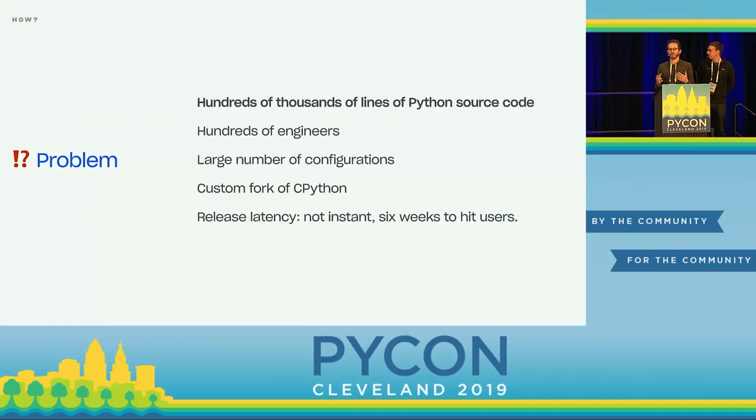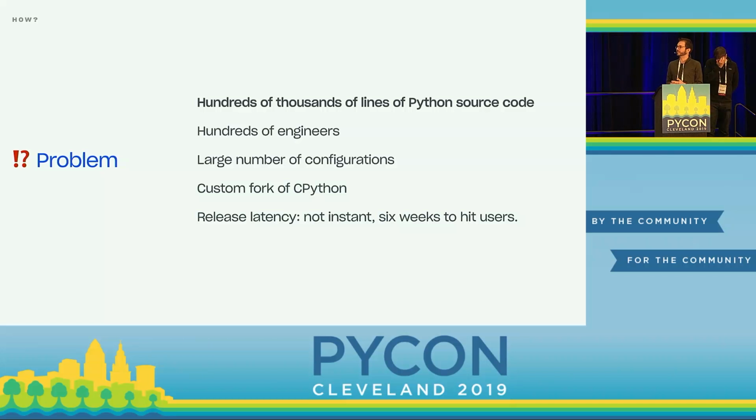So we have a problem at first, right? Which is Dropbox is not a small application. We have hundreds of thousands of lines of code with hundreds of engineers that push code every day. We support a large number of configurations. We don't just run on the server. On the client, we run on Windows, we run on macOS, we run on Linux, and we support pretty old OSs. So making sure that our code runs everywhere is not super easy.